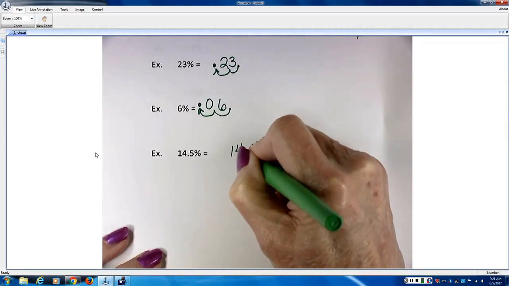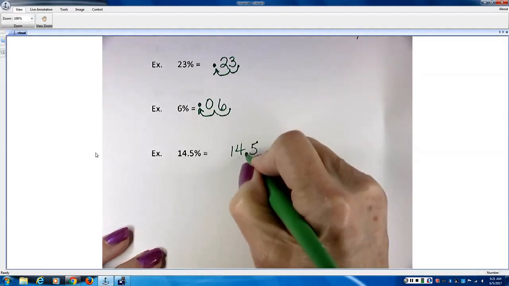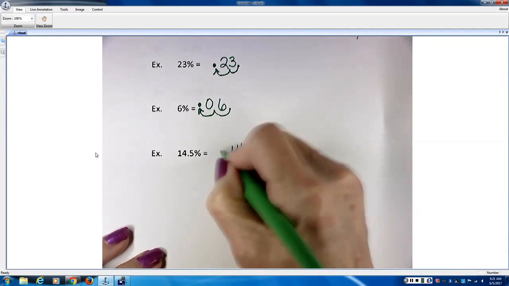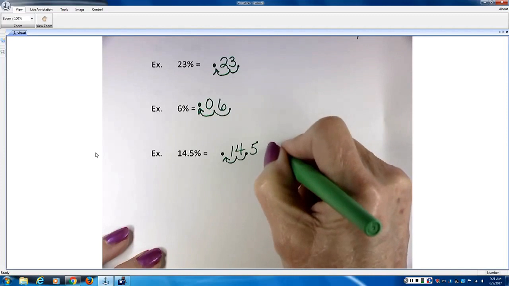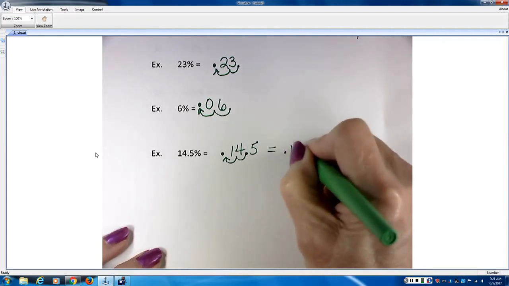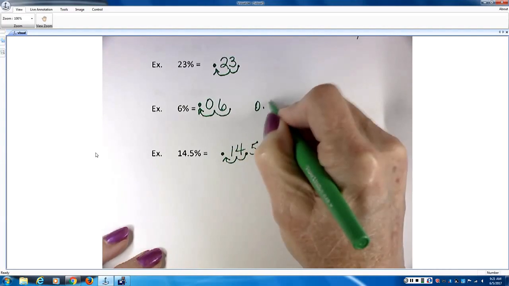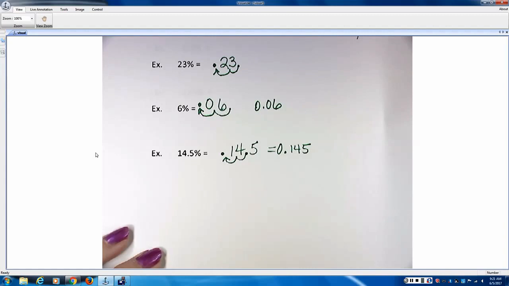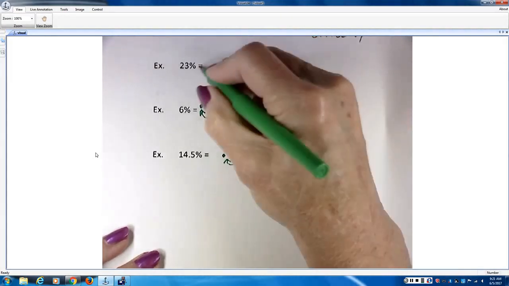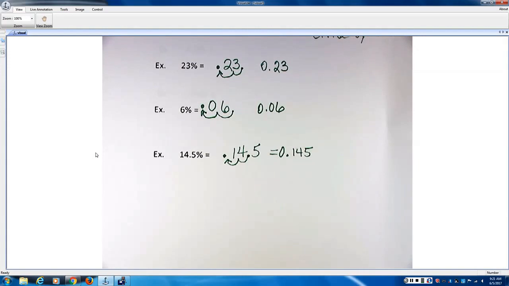That decimal is already there. You don't need to put it in. But you still move 2 places to the left. So 14.5% is 0.145. 6% is 0.06, and you can always put a 0 in front of your decimal. It doesn't change anything. And 23% is 0.23.